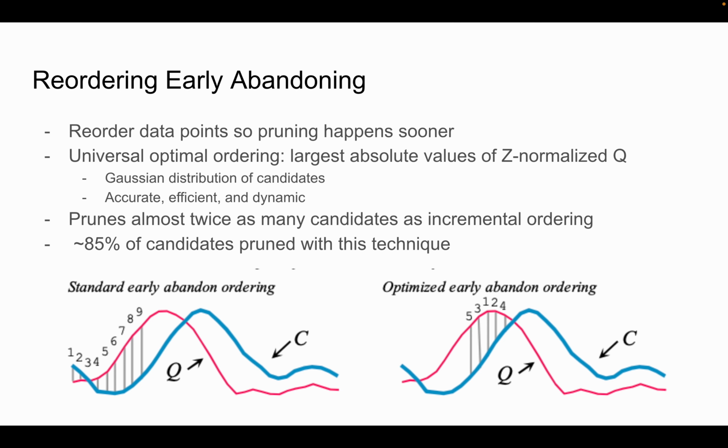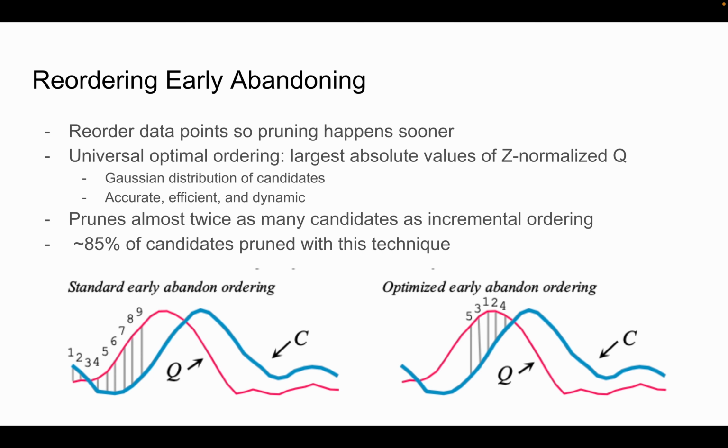Although there are n factorial possible orderings, the UCR suite chose an ordering based on the absolute values of the z-normalized Q. The values in Q will be compared to many candidates throughout the search, and most candidates will have a Gaussian distribution since they're z-normalized, and so have a mean of 0. Therefore, the farther the data points in the query are from the mean, or 0, the larger the data point's contribution to the distance sum, thereby allowing us to prune off earlier.